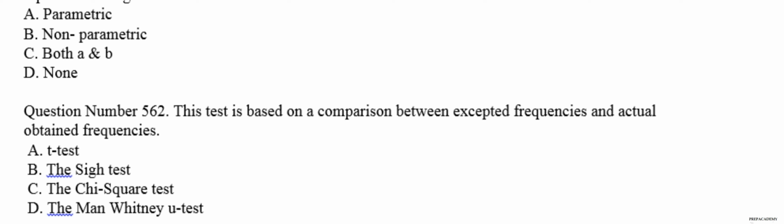Question number 562. This test is based on a comparison between accepted frequencies and actual obtained frequencies. A. T-test. B. The psi-test. C. The chi-square test. D. The Mann-Whitney U-test. The correct answer is option B. The psi-test.